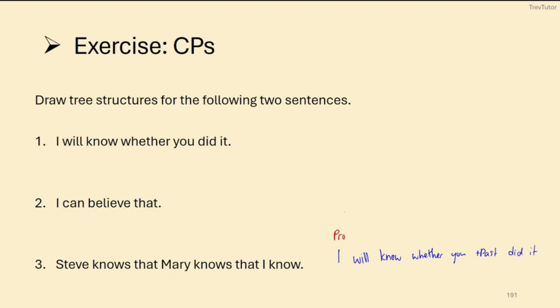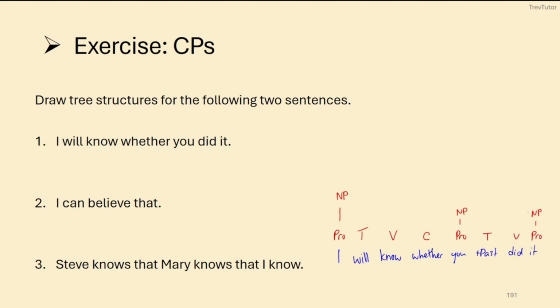I is a pronoun that needs to build into a noun phrase. Will goes under T. Know is a verb. Whether is a complementizer introducing the tense phrase you did it. You is a pronoun that's going to have to build into a noun phrase. Past is tense. Did is the verb. And then it is another pronoun that needs to build into a noun phrase.